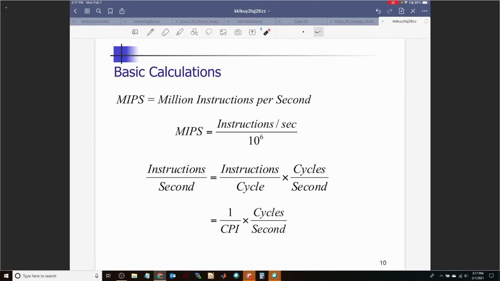Now let's take a look at instructions per second. How do we find out instructions per second, and how do we relate that to some of the other parameters that we have looked at so far? MIPS is a short form to indicate million instructions per second, right? I don't want to talk about 1,000,000 instructions per second. I just want to shorten it up and say, say, 300 million instructions per second, right?